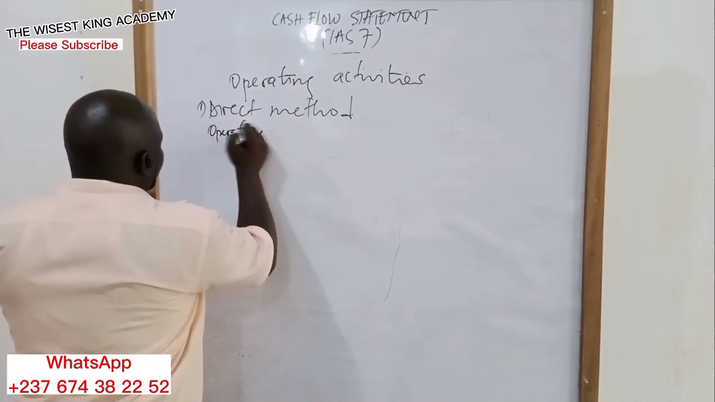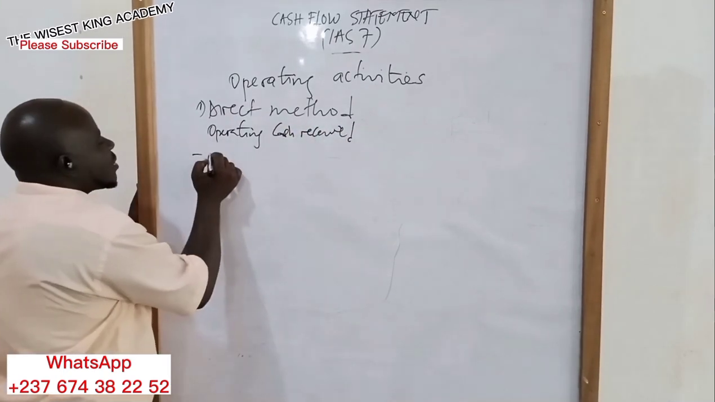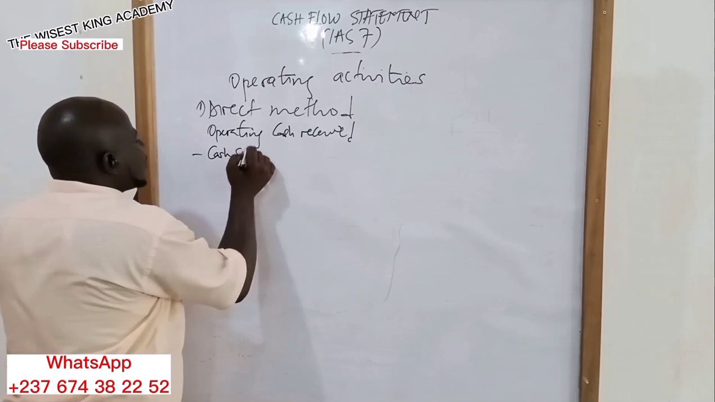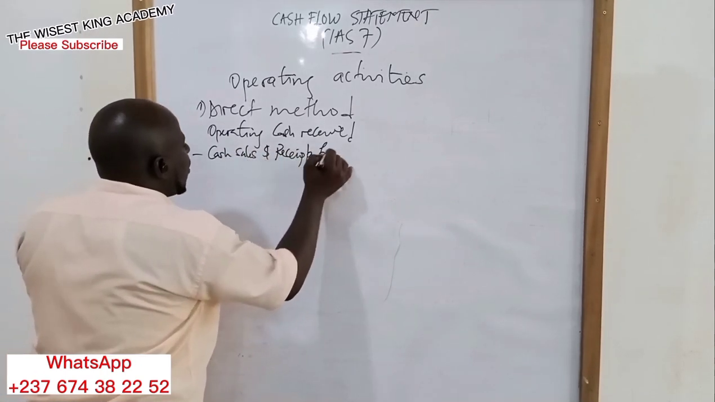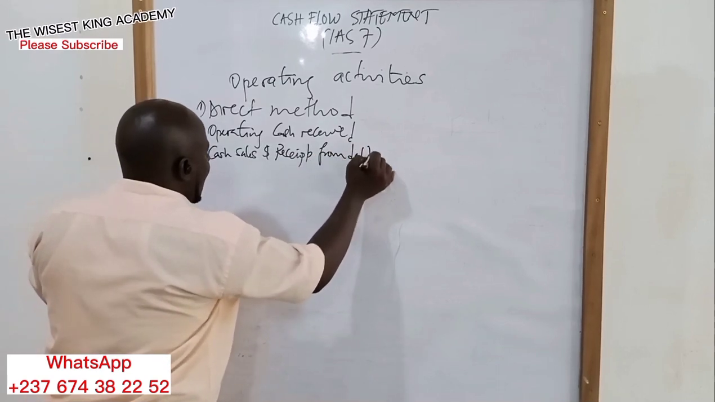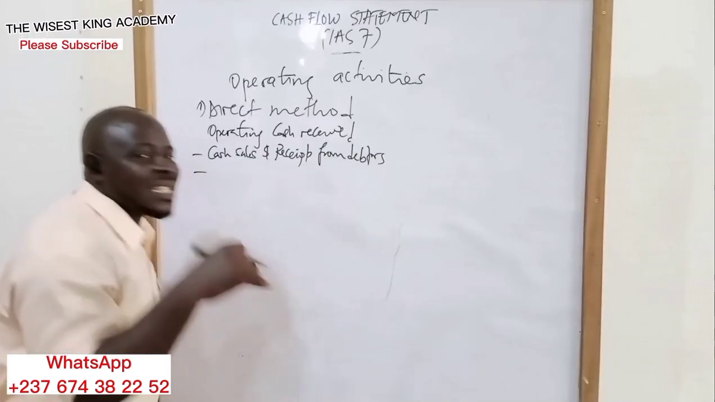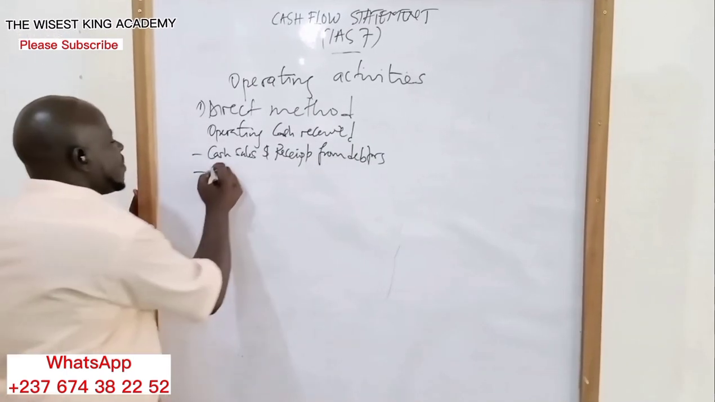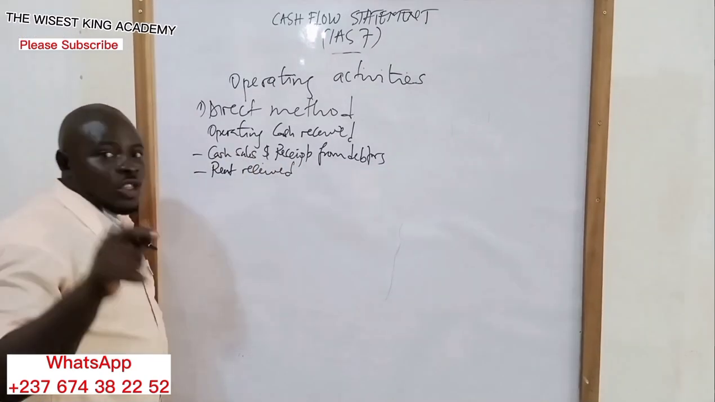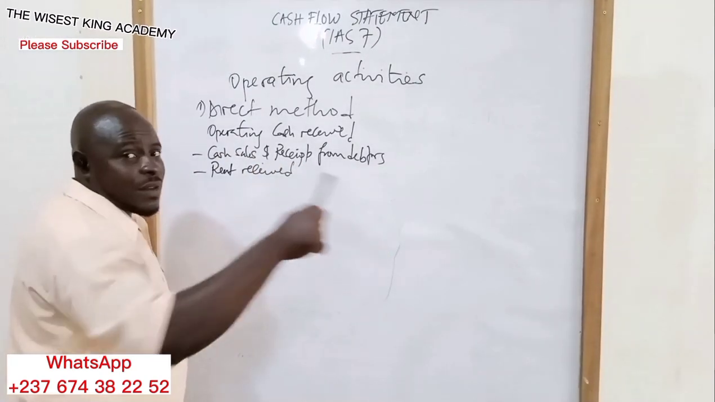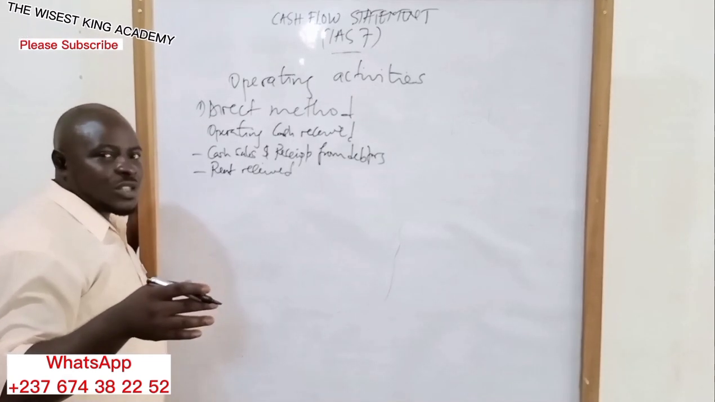Operating cash received. We talk about things like cash sales and receipts from debtors, right? We talk about other cash income receipts, maybe for example, rent receipt, not dividend receipt. Dividend receipt, remember, is an investing activity. Rent receipt, commission receipt, are we together?